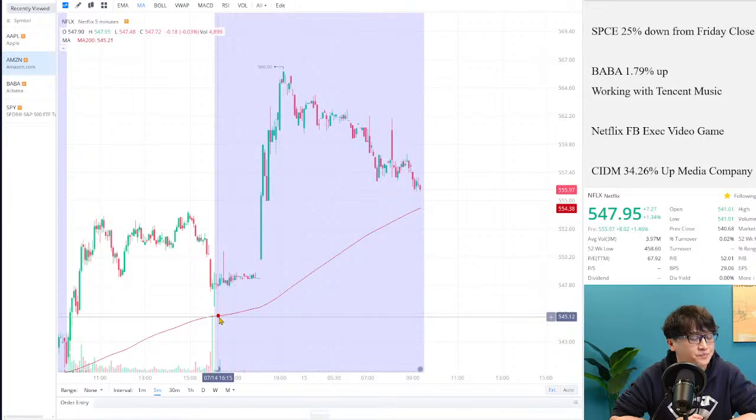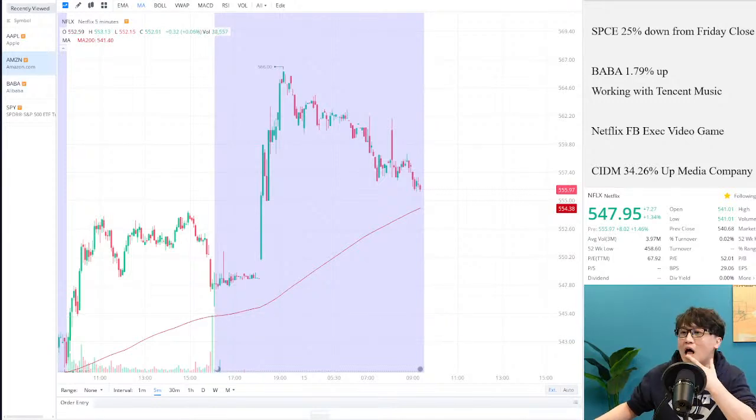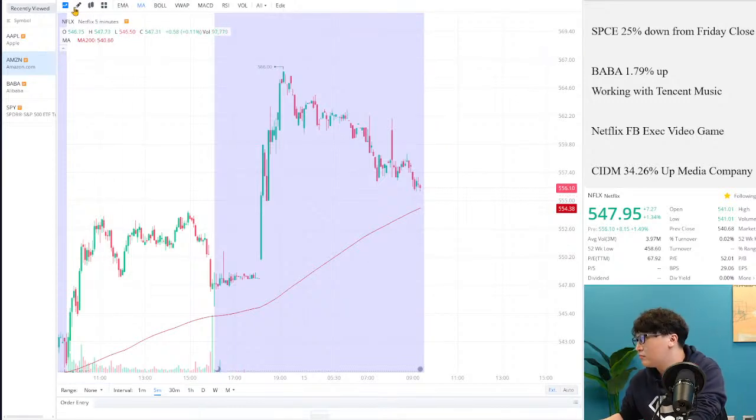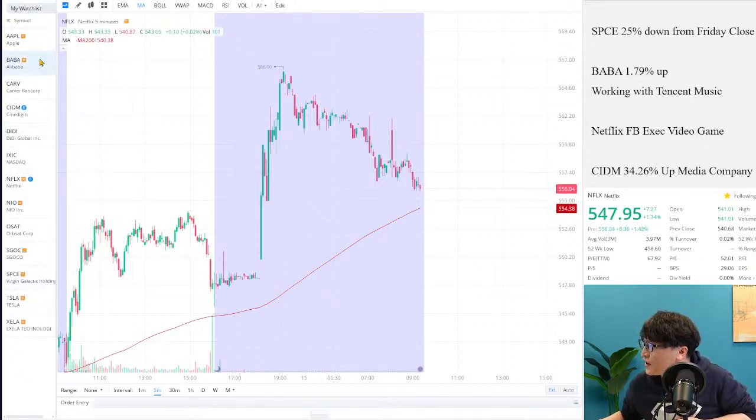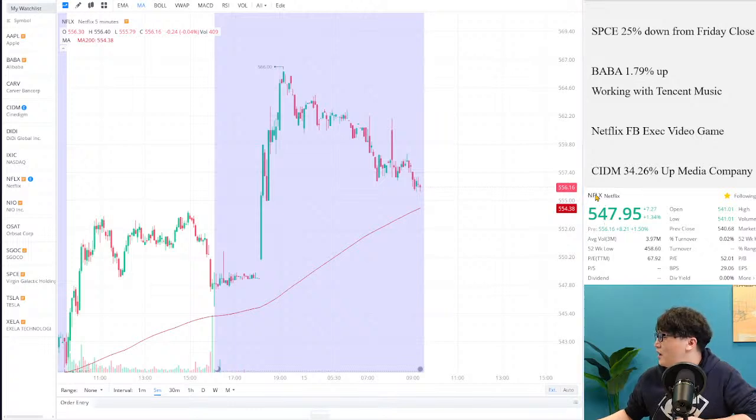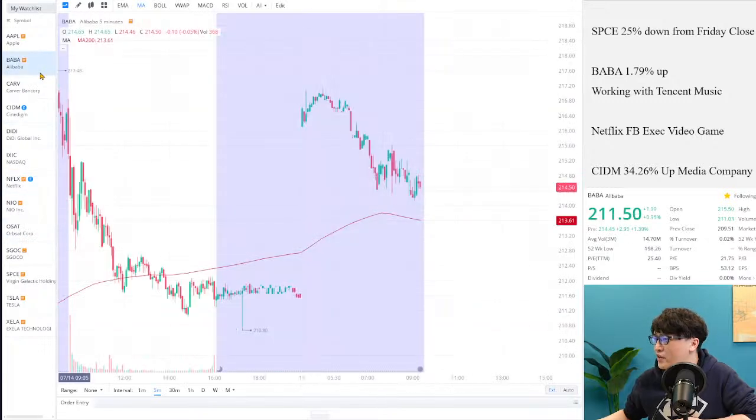Okay, so that's them. Now let's go back to Alibaba. So that's Netflix and Facebook. Let's look at Alibaba right there, BABA. It's something very interesting. Here we go. Like I said, I'm going to have my watch list right here so you can see which stock I'm talking about. The ticker is also right here. You can see it. That's the chart and that's the ticker. So Netflix, and now let's go on with Alibaba.